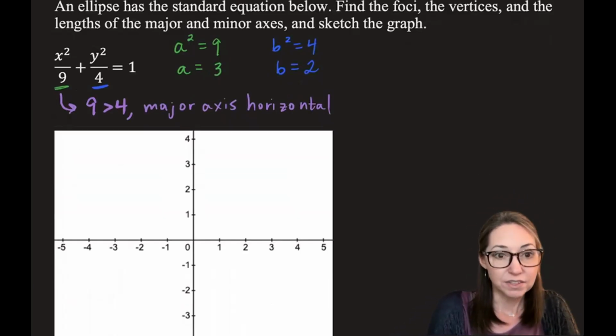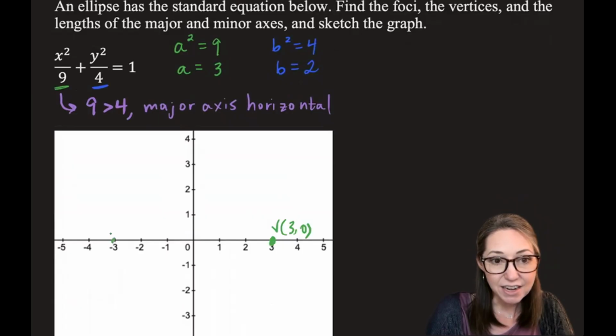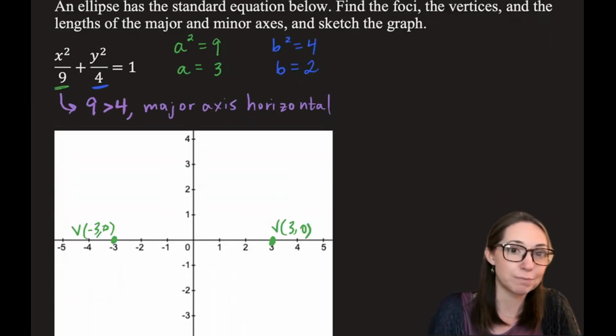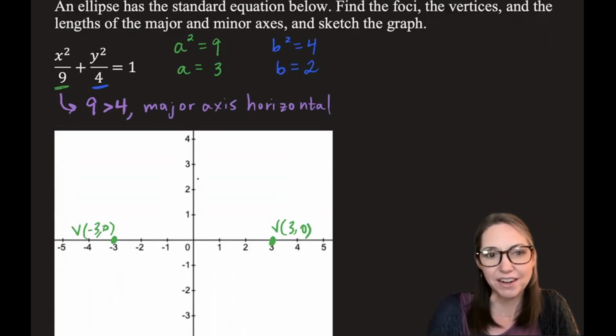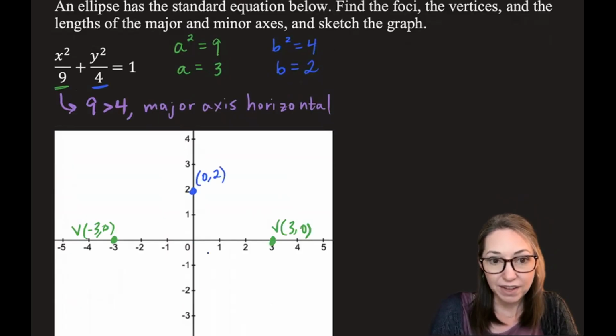So let's do that here. If the center is at 0, 0, the endpoints of the major axis are here at 3, 0. That is one vertex. We can put V for vertex. And negative 3, 0 is the other vertex. Now the endpoints of the minor axis don't get a special name, but they're just called b. So 0, 2 goes there. I'll go ahead and label it 0, 2, and 0, negative 2.